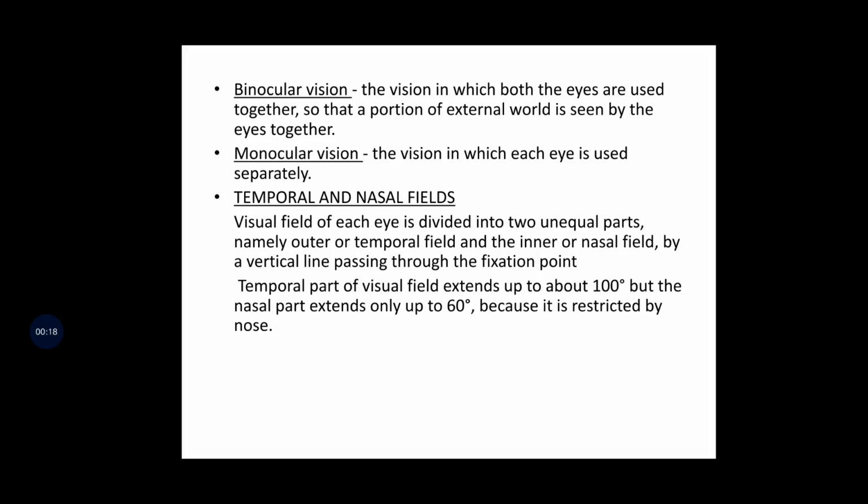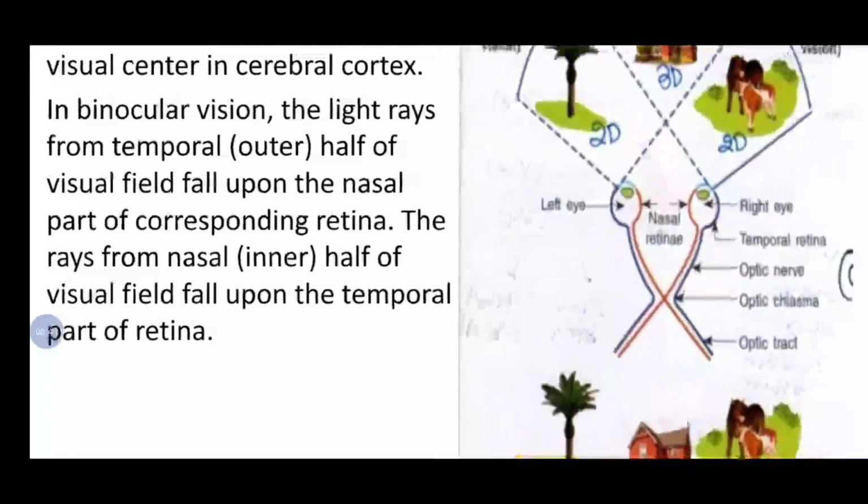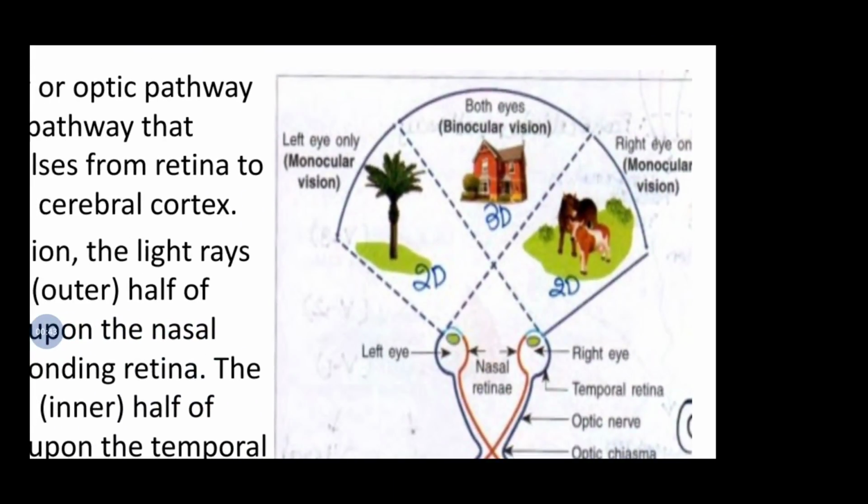Binocular vision is the vision in which both the eyes are used together so that a portion of the external world is seen. Monocular vision is the vision in which each eye is used separately. Now, what do you mean by temporal and nasal field? The light rays from the different halves of each visual field, as seen in this diagram. There is the left half, and then we have the right half.